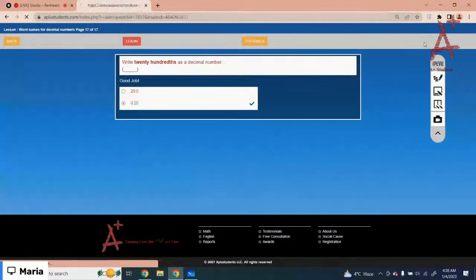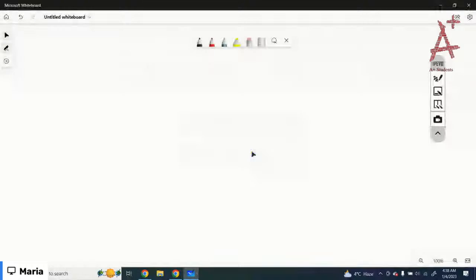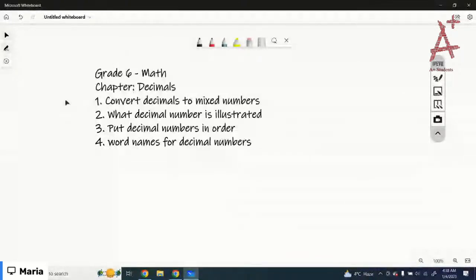Okay, we have done with the lesson. So you can complete the test by yourself later today. Here is the list of the lessons we have discussed today. We are working on decimals, and the lessons covered are convert decimals to mixed numbers, what decimal number is illustrated, then put decimal numbers in order. You don't have any test questions or tutorials available. You can book if you have any problem with the lesson. Either you contact me in the interactive session, or you can ask for help from any tutor. Got it? And then we did the last lesson, that is word names for decimal numbers. Got it?